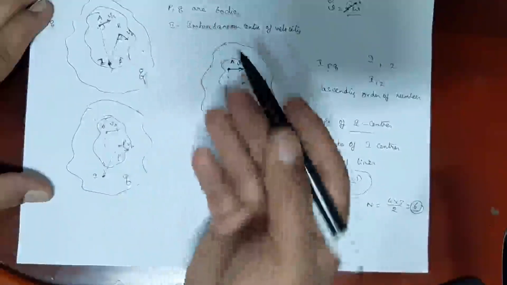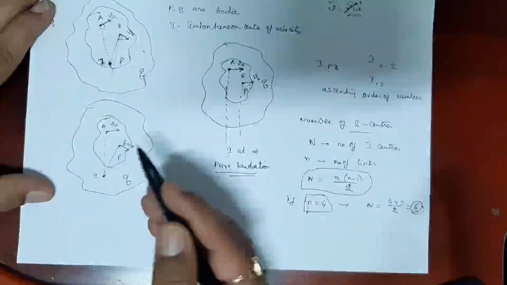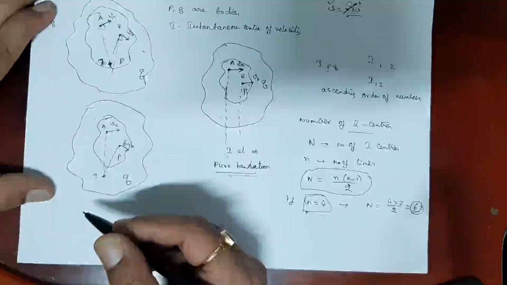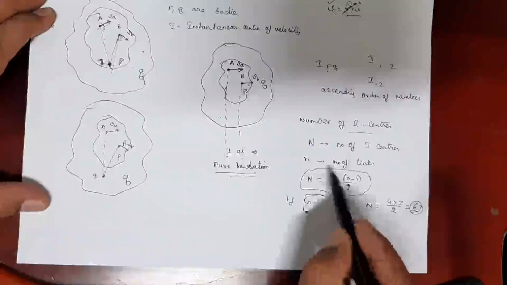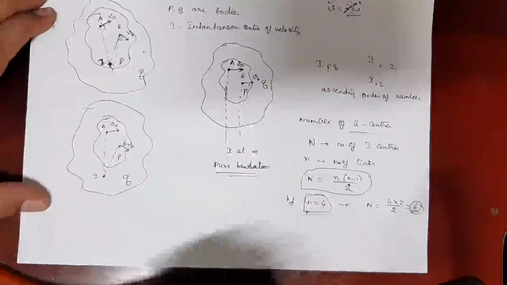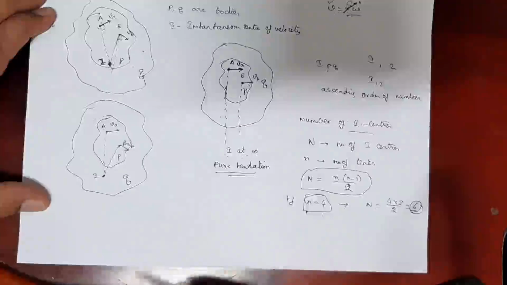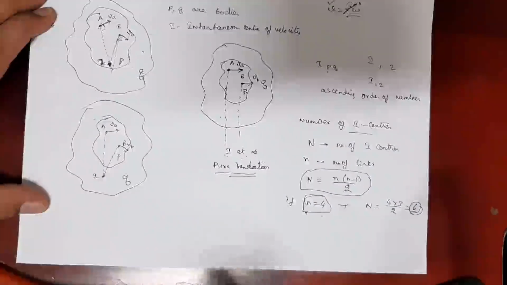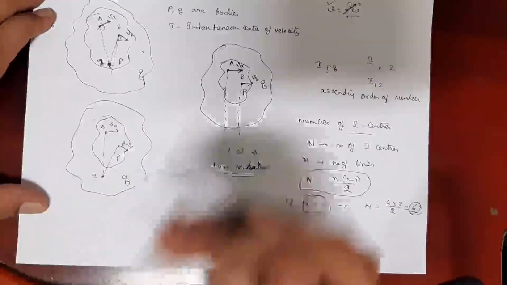So these are helpful in doing the velocity analysis, and in this way we will calculate the number of I centers and the location of I centers. Okay, now we will try to understand how to locate the I centers by using Kennedy's theorem.